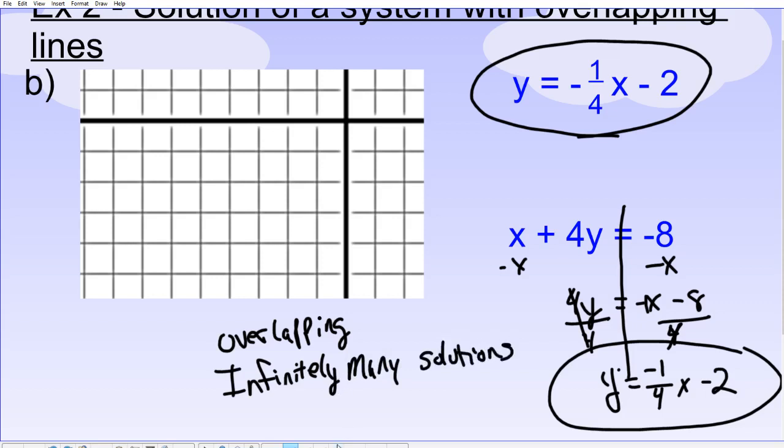Now, to be a good little boy, we're going to graph, or boys and girls, we're going to graph so it crosses at negative 2. The slope is negative 1/4. Down 1 over 4. Can't really do that. Up 1 over 4. 1, 2, 3, 4. Up 1 over 4. And sure, we'll draw a line. Something like that. And the other one looks something like that. And it's the same line. That's why we only see one. Okay? So overlapping lines have infinitely many solutions because the solutions are everywhere along the line.